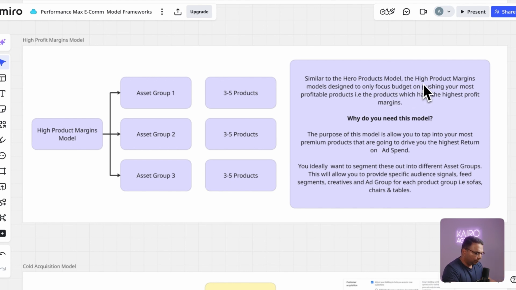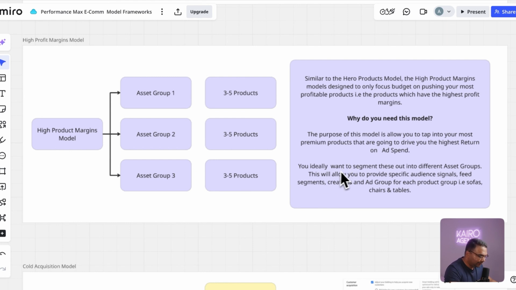Similar to the hero products model, the high profit margins model is designed to only focus on pushing your most profitable products, i.e. the products which have the highest profit margins and make you the most money when somebody buys, right? So of course you want to prioritize them, just like with the hero products. Now, why do you need this model? The purpose of this model is to allow you to tap into your most premium products that are going to drive you the highest return on ad spend. So really straightforward model, really easy to understand. Again, so many businesses do not run this.